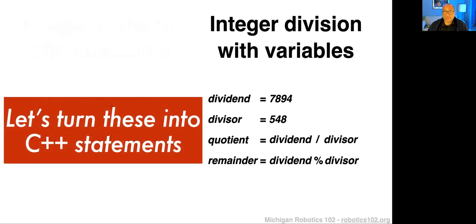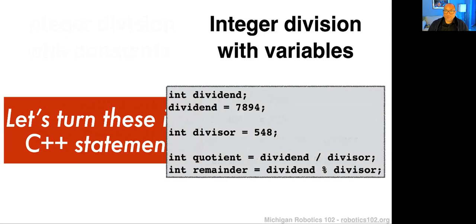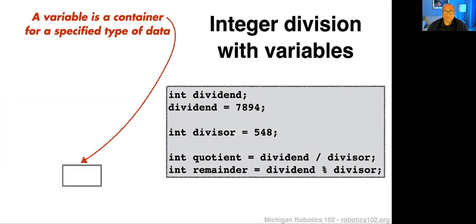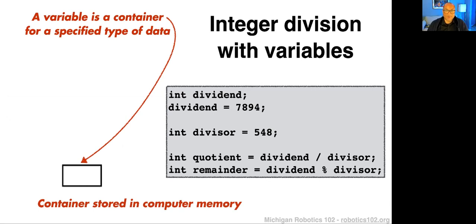So we could try to turn this process into C++ statements. And if we did that, we get some source code that looks something like this. And let me break this down one step at a time so we can know what C++ is doing when we see statements like this. So we should note first that a variable is a container for a specified type of data. And so we consider this block here, this rectangle, to be a container that's stored in the computer's memory. And this particular container of data should have a particular type to it.